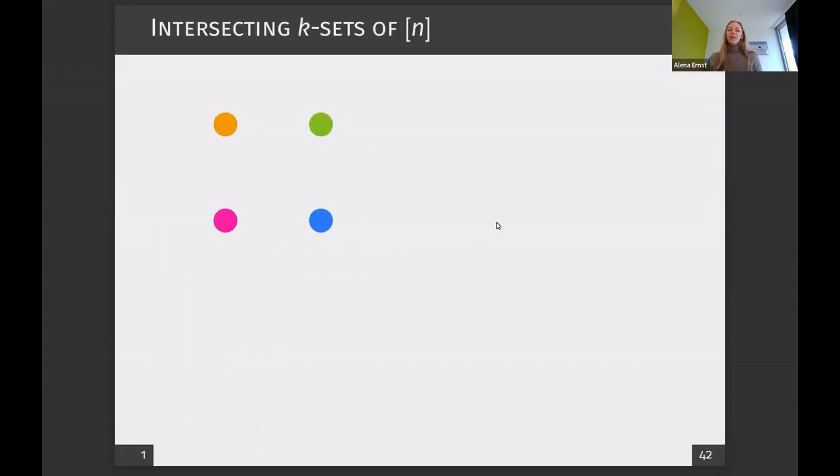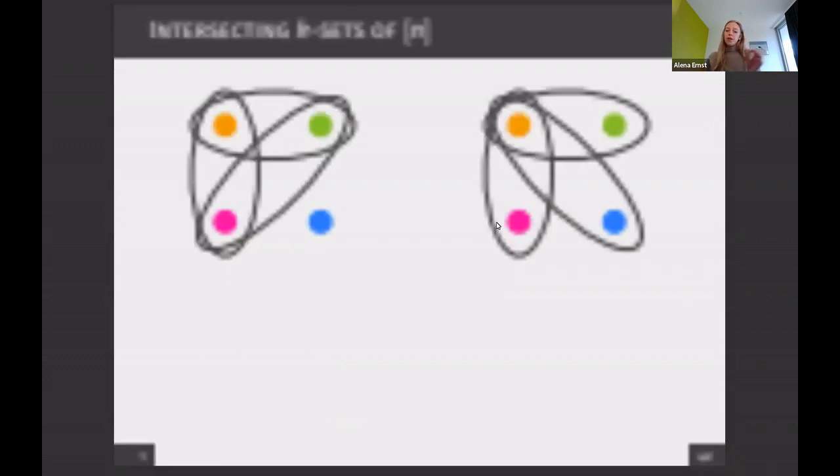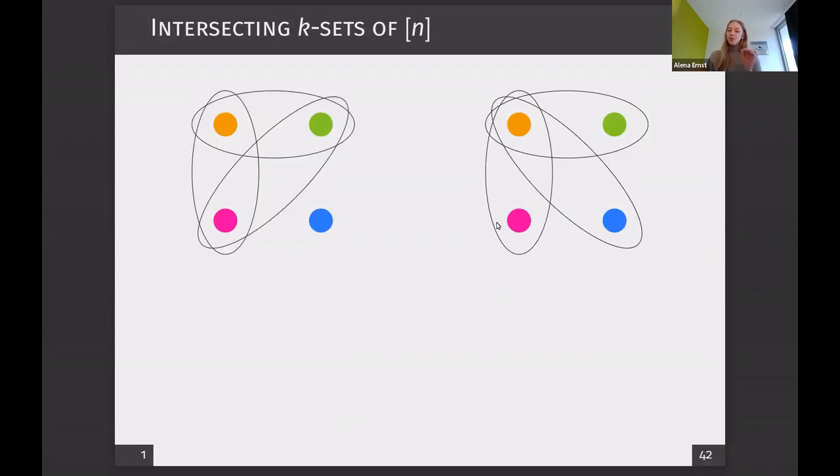So here we see 4 points, which are indicated by 4 colors, and we are interested in finding a family of 2-sets such that any 2 of these 2-sets have non-empty intersection. So what we could have taken, for example, is this family here, or the trivial one, which would be given by the family consisting of all 2-sets that intersect in the same point. And the question is, how large can such a family be?